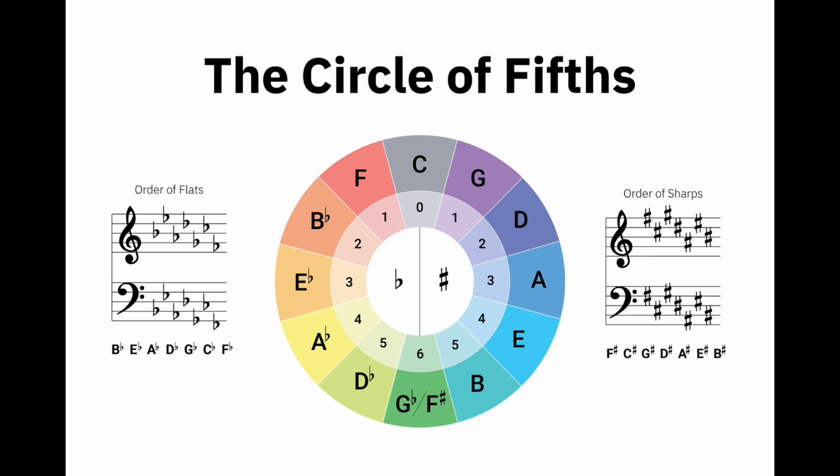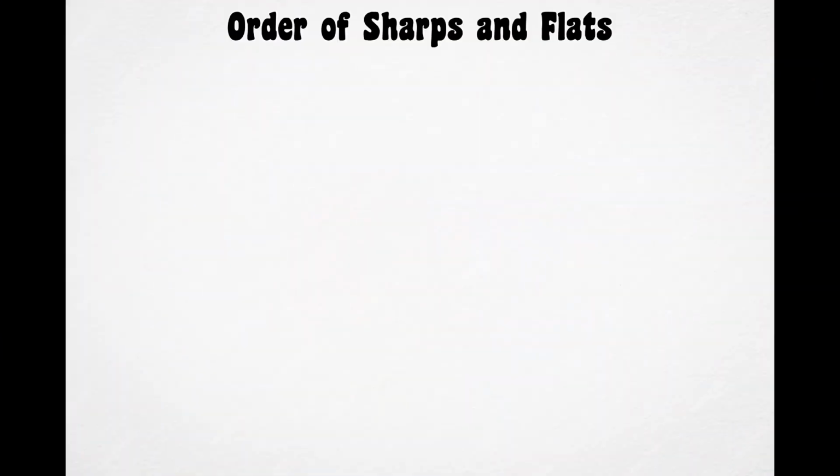Our order of flats is B flat, E flat, A flat, D flat, G flat, C flat, and F flat. This order is exactly the reverse for sharps, so sharps would be F sharp, C sharp, G sharp, D sharp, A sharp, E sharp, and B sharp.